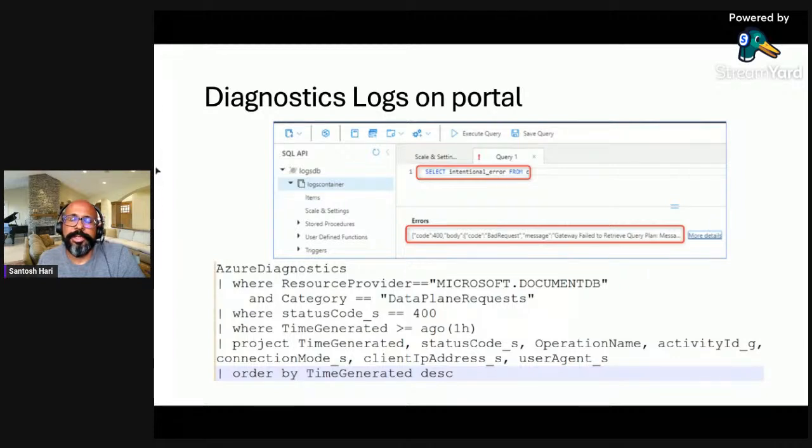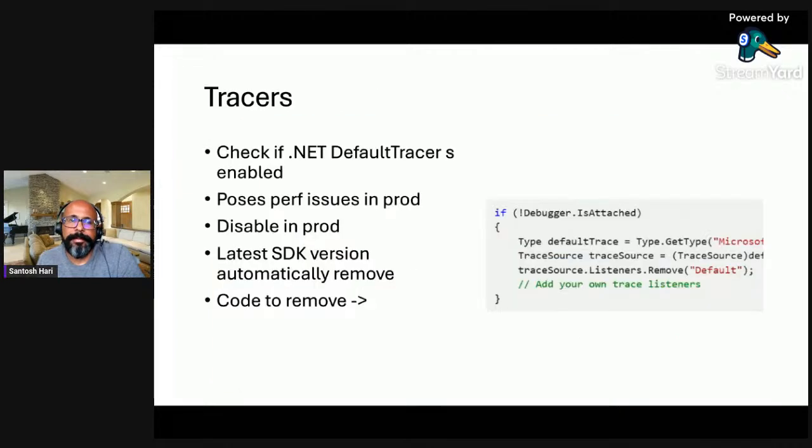So when you provision your Cosmos on the portal, you can go to the logs under the Cosmos resource and run something called Kusto queries, where you can find out errors and other things that happen in your application. So if you are managing a Cosmos instance, this definitely is very helpful.